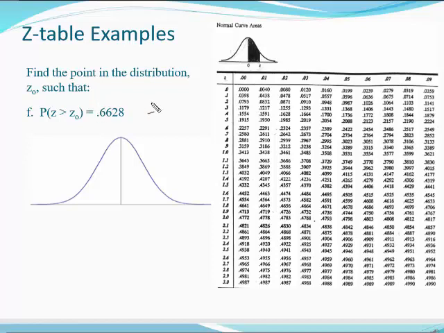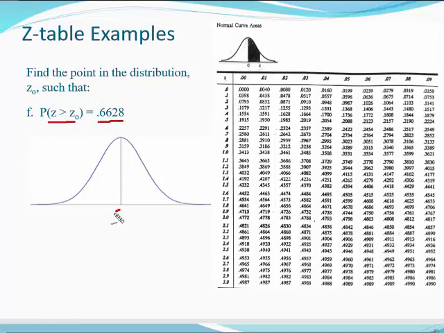The next step in learning how to work with the z-distribution is to work problems where I ask you to find a point in a distribution given a certain probability, like the following problem. You see, I'm asking: the probability z is greater than z naught is equal to 0.6628.